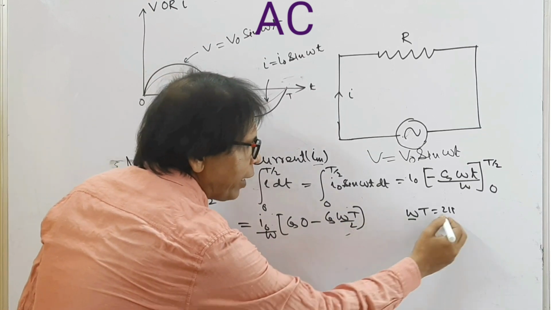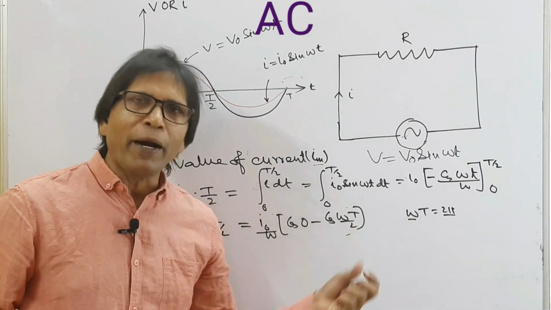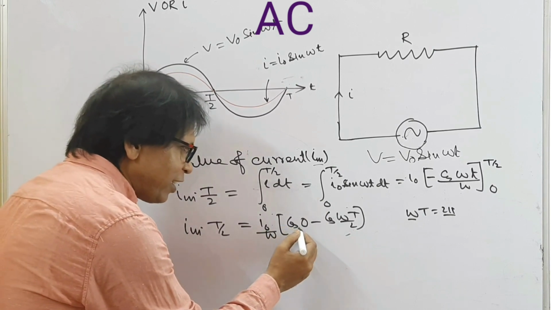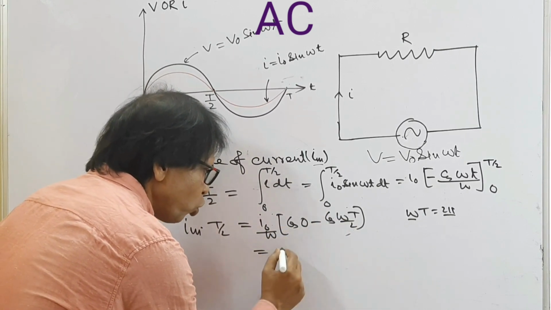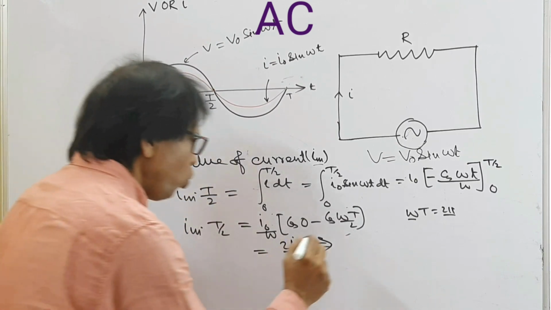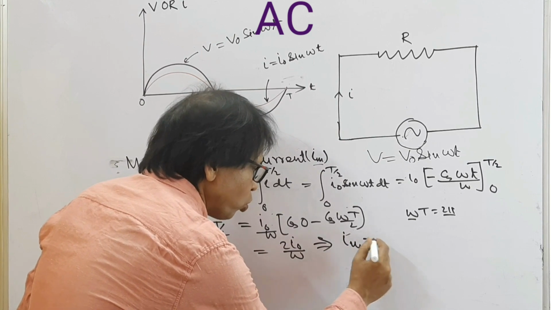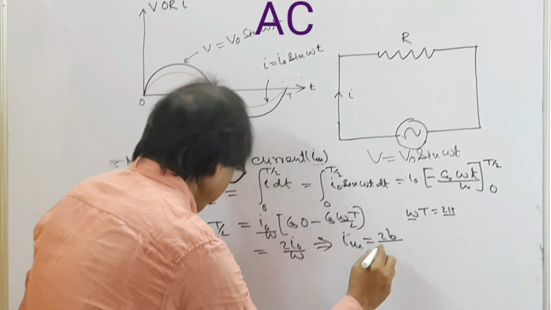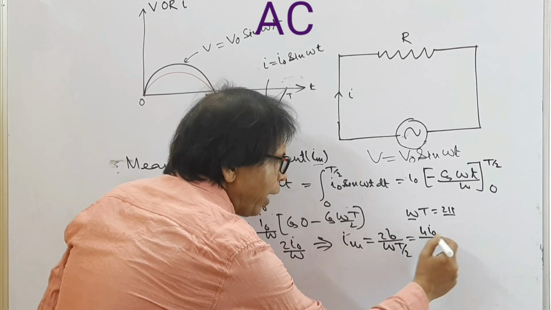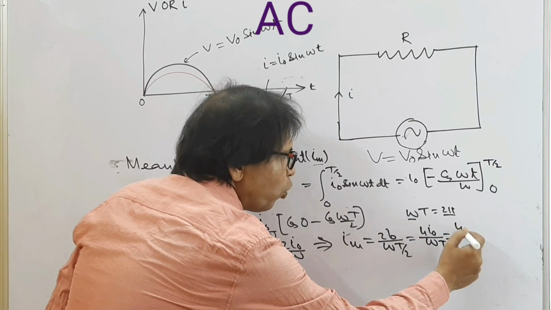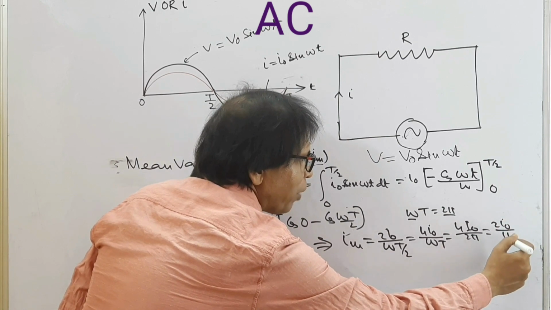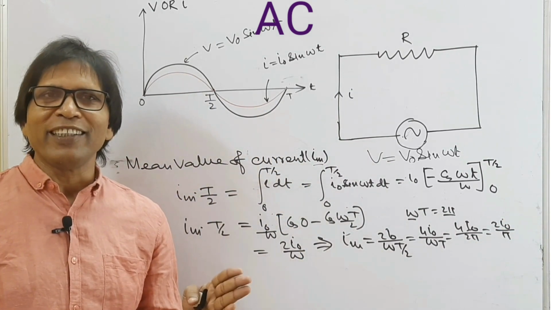Now we know omega T equals 2 pi, so omega T by 2 equals pi. Cos pi equals minus 1. So this is 1 minus minus 1, which is 2 I naught by omega. From this equation we can write Im equals 2 I naught by omega into T by 2. So this is 4 I naught by omega T, which is 4 I naught divided by 2 pi. So 2 I naught by pi is the mean value of current.